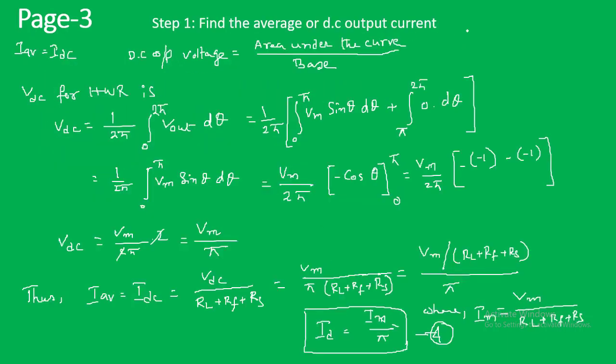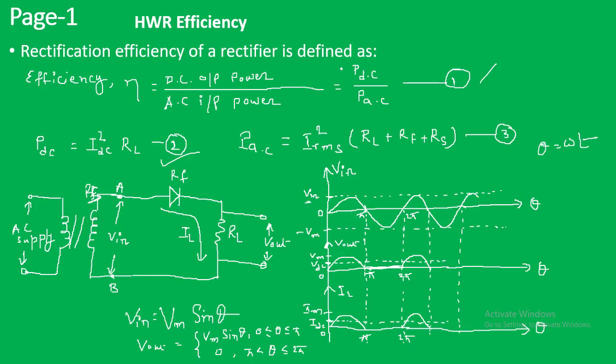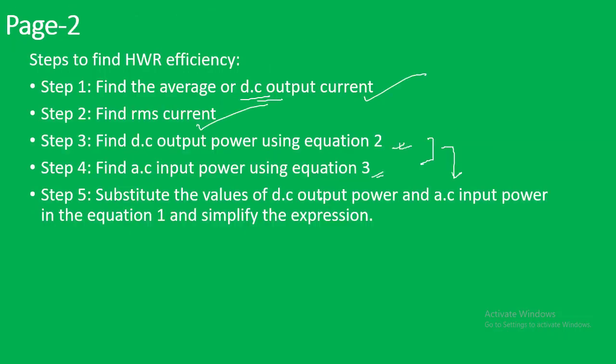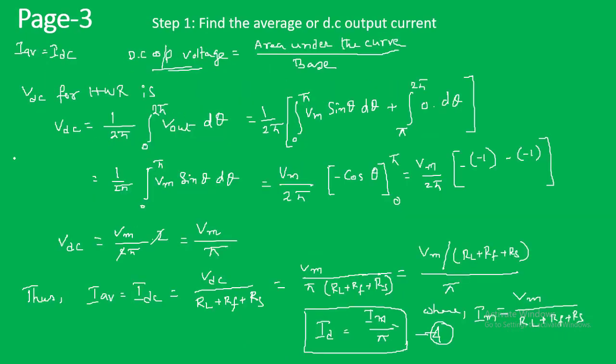So first thing is finding the average DC output current. Now from where will we get it? DC output voltage is the area under the curve divided by the base. So we have to find the area under the curve, and my base is from 0 to 2 pi. So we actually need to integrate it.